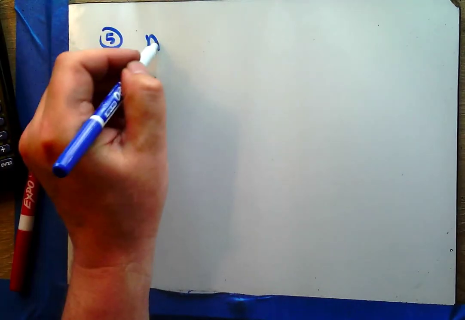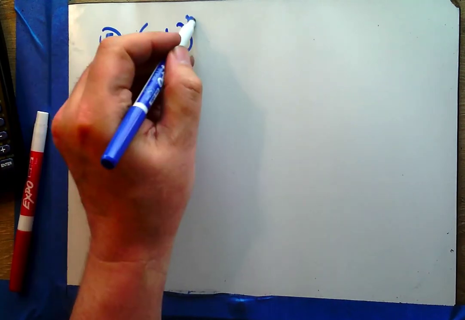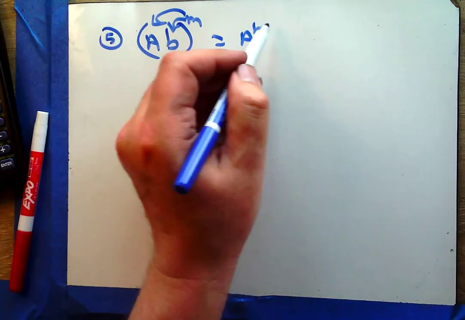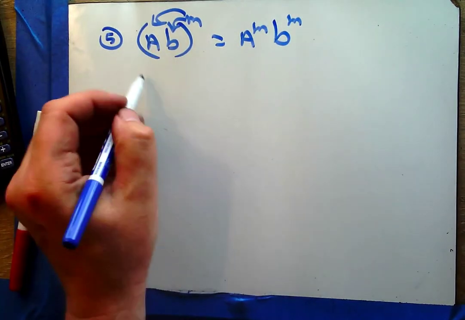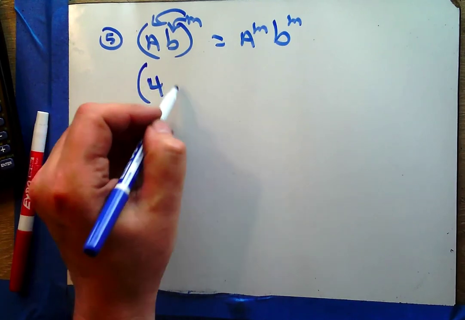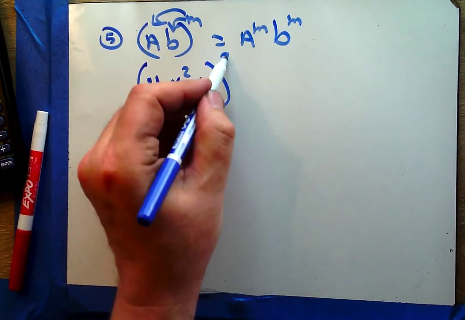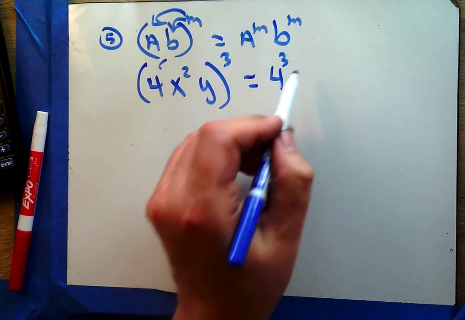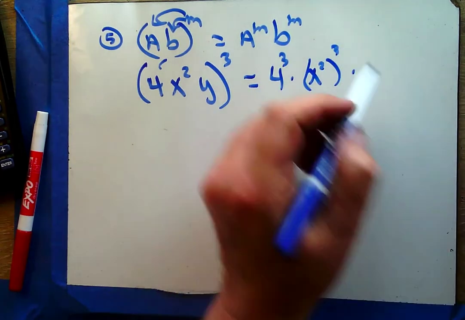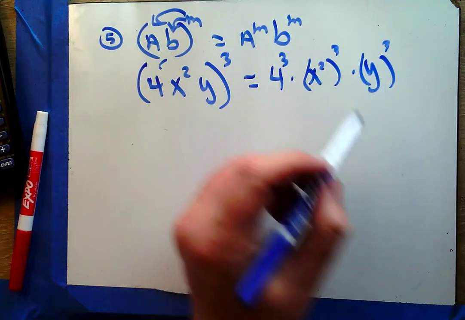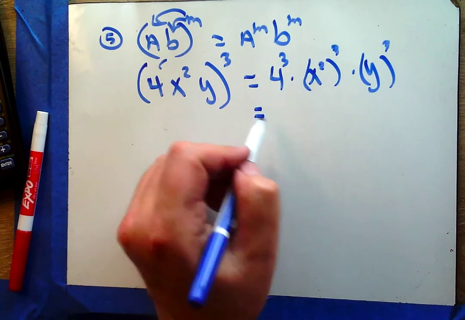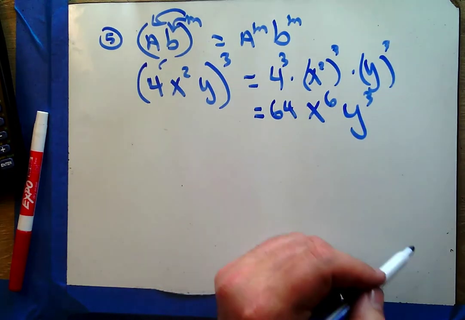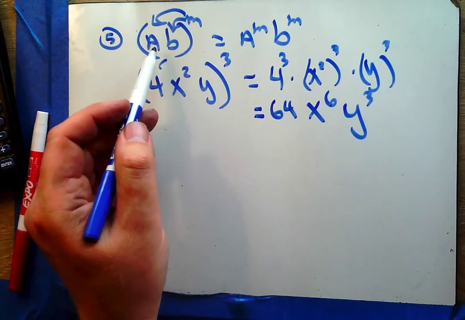So 5 is a b to the m. And that, I can distribute that power and get a to the m and b to the m. So if I have 4x squared y to the 3rd, I can apply that exponent to each of these: 4 to the 3rd times x squared to the 3rd times y to the 3rd. When I raise a power to a power, we just reviewed that we multiply them. So this is going to be x to the 6th, y to the 3rd. Okay? So I can apply that exponent.